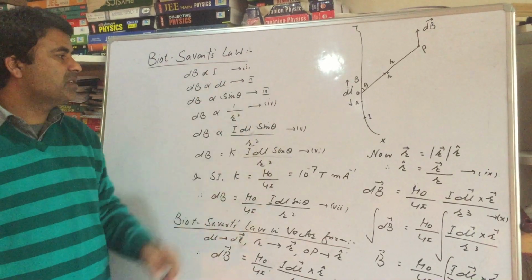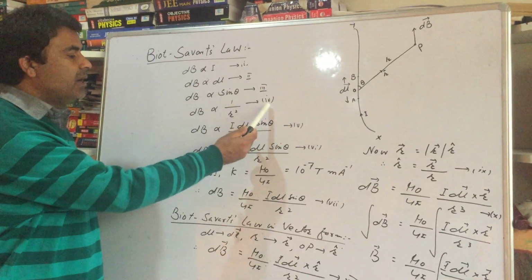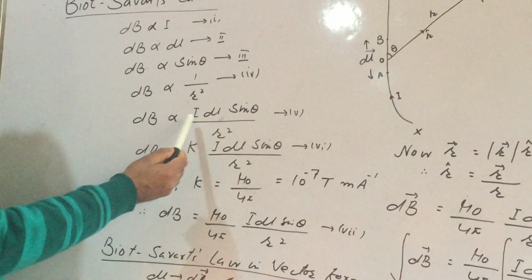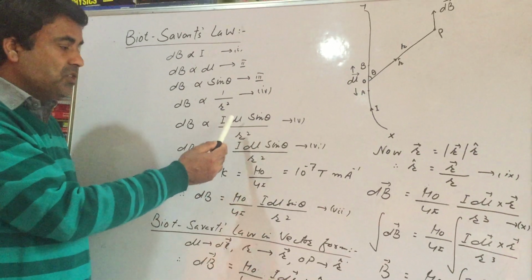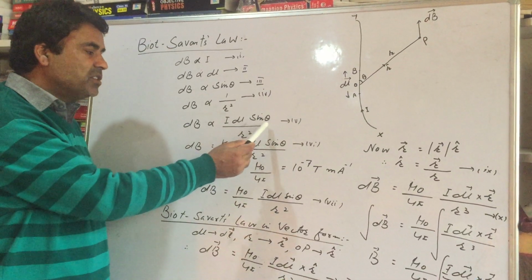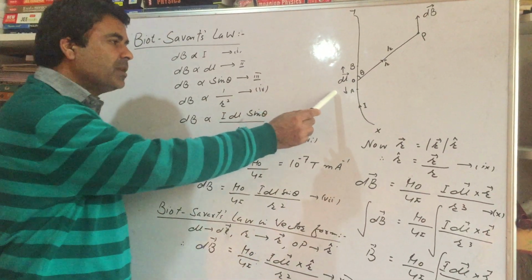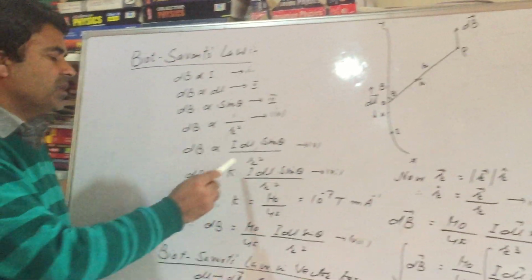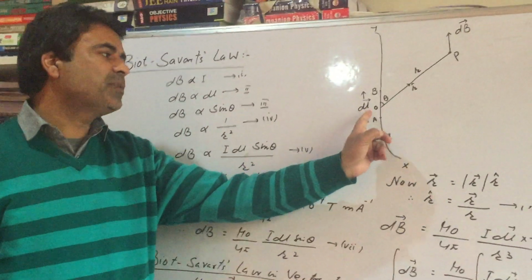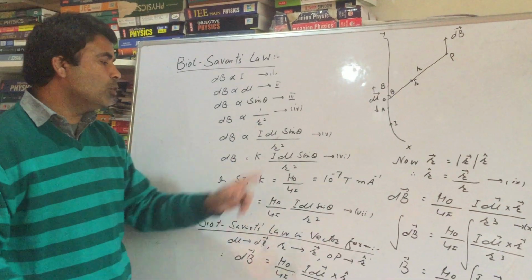Now, when we combine equations first, second, third, and fourth, we get dB directly proportional to I dl sine theta divided by r square, where I is the current, dl is the length of the small element, theta is the angle between the direction of the current element and the line joining the center of the element and the point of observation, and r is the distance from the center of the element to the point of observation.